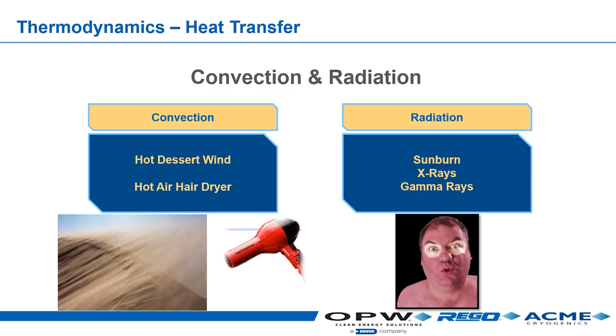And then the third and final version of heat transfer is radiation, which is basically from the sun. And that's how we get sunburn, X-rays, and gamma rays that come from radiation. There's not a whole lot we can do about that, but there are some tricks that we have, materials of construction that can eliminate that heat transfer as we make a cryogenic container.